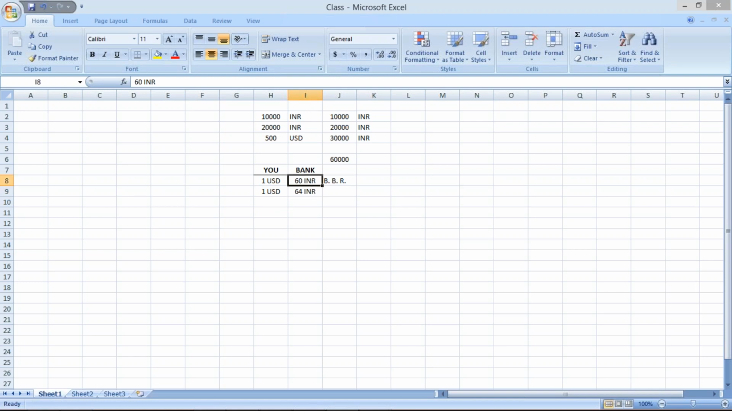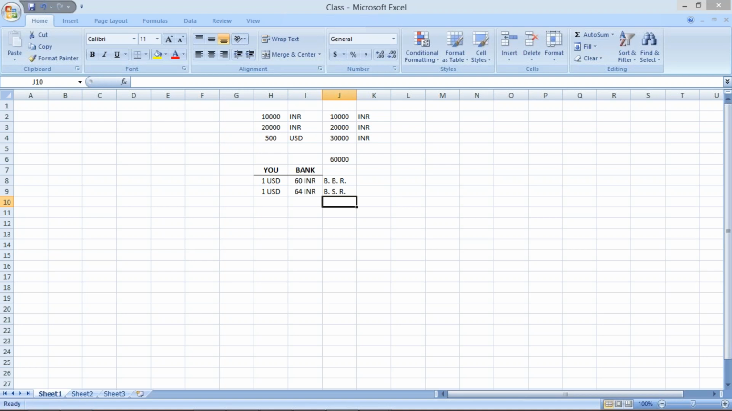So at the rate of 60 rupees per US currency, the bank is buying from people, and at the rate of 64 rupees the bank is selling to other people. So this is called the bank selling rate.